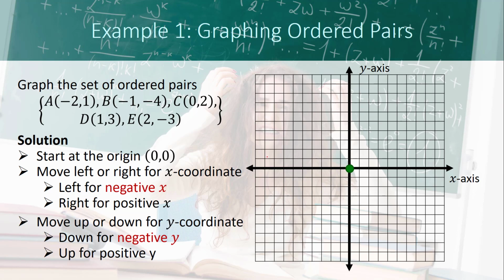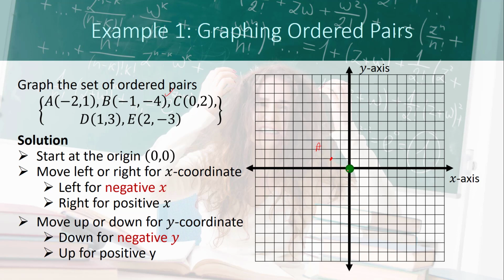Okay, we're going to start off at the origin. It's a negative number for the x-coordinate, so we're going to go in the left direction. 1, 2, that puts me here. And then I'm going to go down 1. No, correction. The y-coordinate is positive, so I'm going to go up 1, and this is our point for A. Okay, awesome. Next is B, negative 1, negative 4.